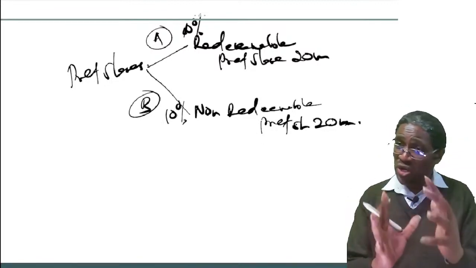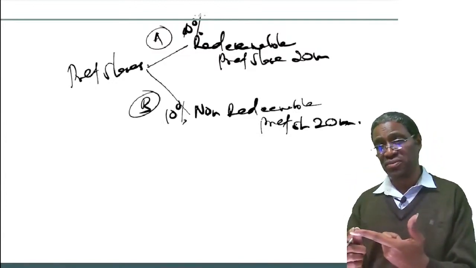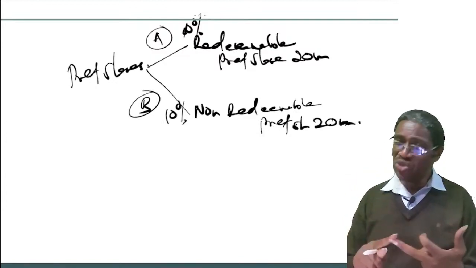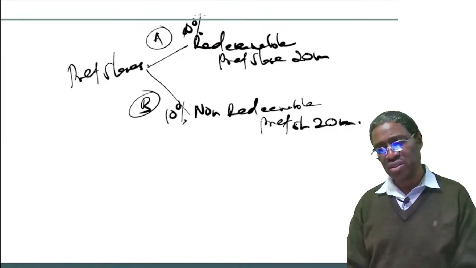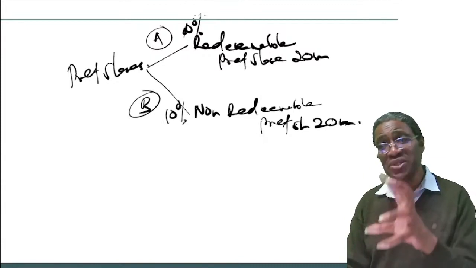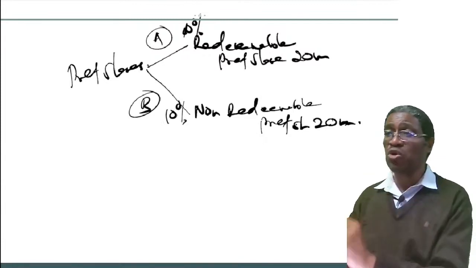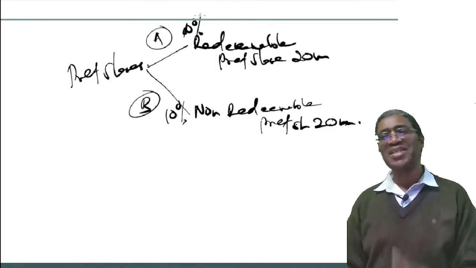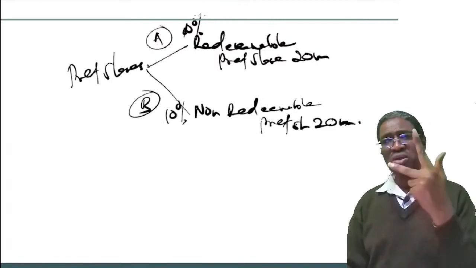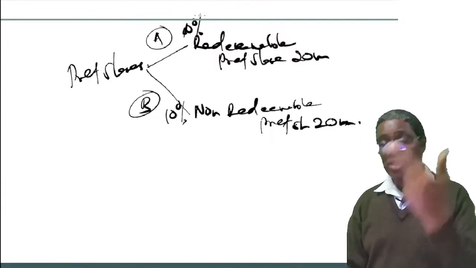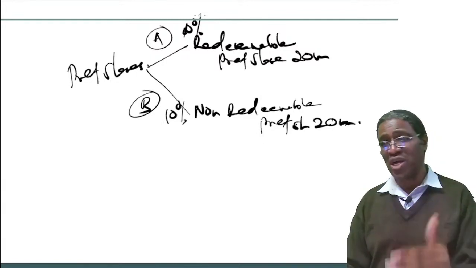One company called A issued 10% redeemable preference shares. Another company issued 10% non-redeemable preference shares. When these two companies are presenting their balance sheets, or what we are calling the statement of financial position, the question is, will they present these two amounts in the same place? Where company A shows theirs, is it the same place where company B will show theirs?